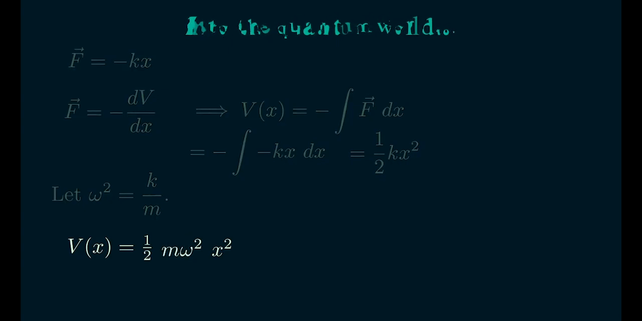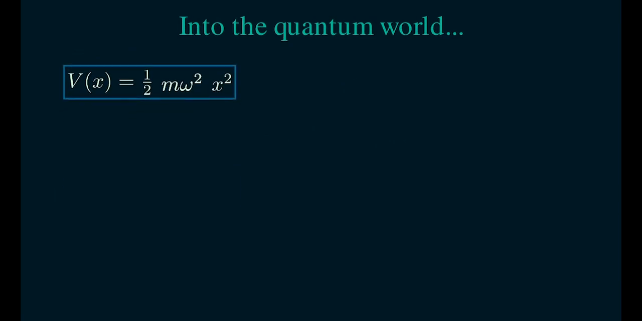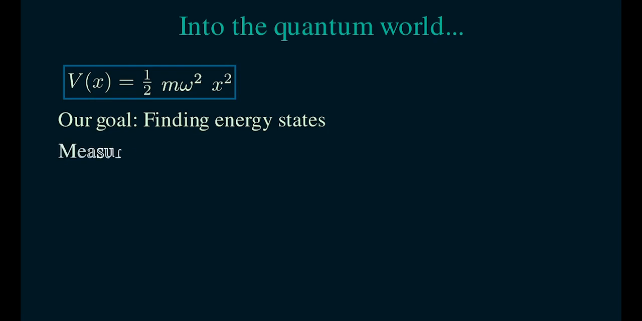Now let's talk about quantum mechanics. Our goal for this video is to find the different energy states that are permissible for a particle in a harmonic potential. For this, we'll use the measurement postulate of quantum mechanics, which tells us that the only energy values that a particle can have are those that satisfy the eigenvalue relation H psi is equal to E psi. This is also known as the time-independent Schrödinger equation.